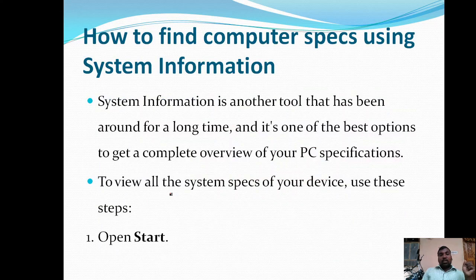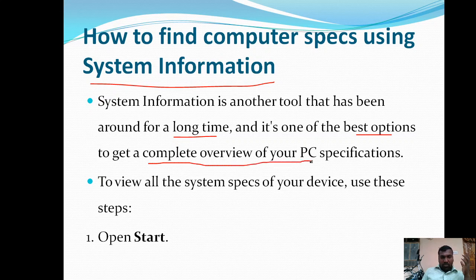Okay, so now let us discuss another way. By using the System Information command or application, we can get the full information about the system specification. System Information is another tool that has been around for a long time, and it's one of the best options to get a complete overview of your PC specification. Here we are going to get the complete details about the system specifications that are available in your system.